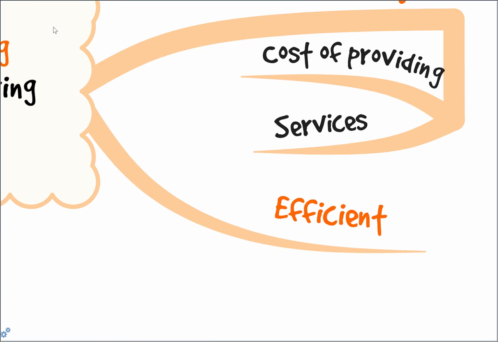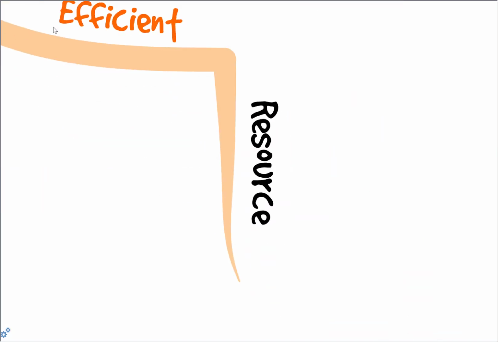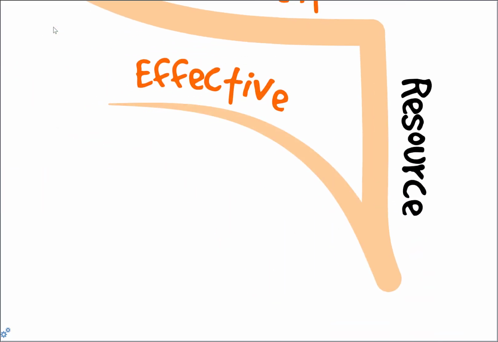When we talk about efficiency, it is basically related to the utilization of resources. So how well this organization utilizes resources to provide the services to its stakeholders. The focus in this aspect has always been on resource utilization, so the input to output ratio. And the final E that we have is effectiveness.